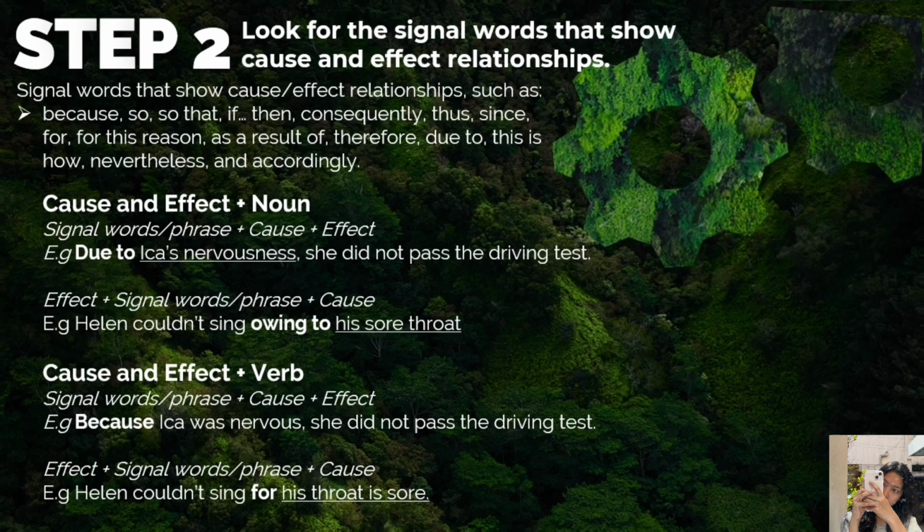The second type is effect plus signal word or phrase plus cause. For example, Helen couldn't sing for his throat is sore. In this structure, the effect Helen couldn't sing is presented first in verb phrase format. This is followed by the signal phrase for, and the cause his throat is sore, also expressed as a verb phrase.